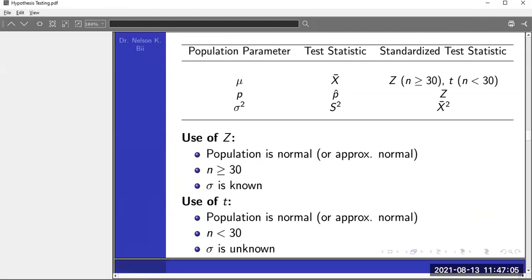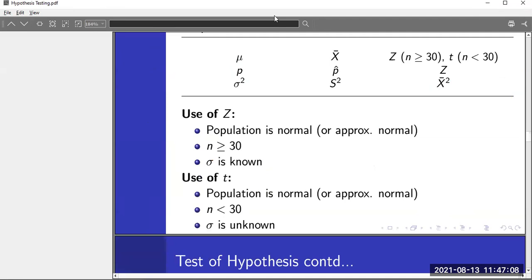So this is how we can use the standard normal random variable Z. This is standard normal. We use this when the population is normal or approximately normal. So this one has to be given or specified. Or when n is greater than or equal to 30, and we are not told the population is normal, then we can approximate this to normal with mean mu and variance sigma squared. We can also use this when sigma, the standard deviation, is known. Then you can use the standard normal tables.